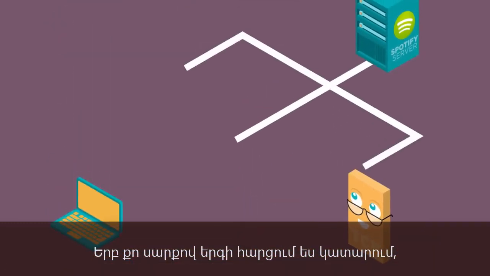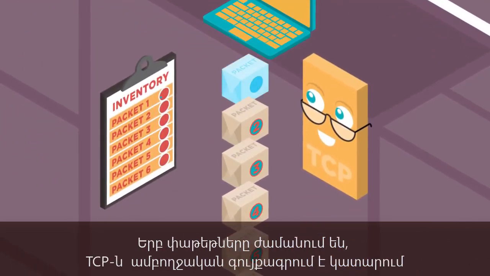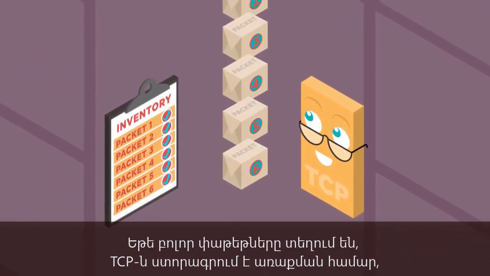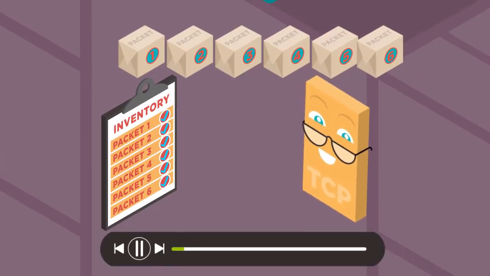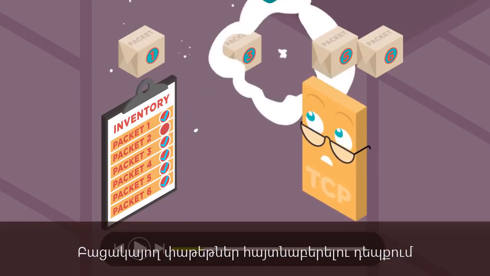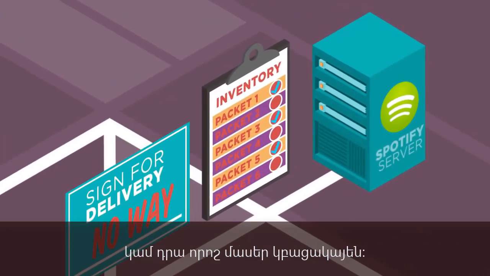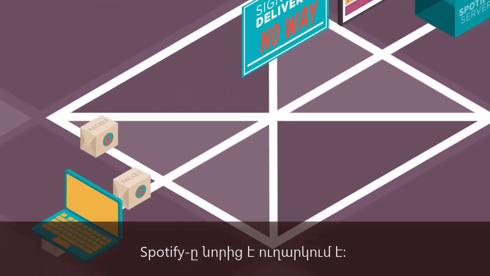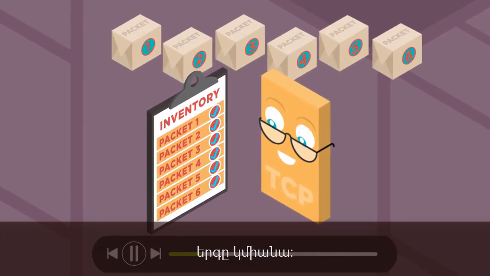When you request a song on your device, Spotify sends a song broken up into many packets. When your packets arrive, TCP does a full inventory and sends back acknowledgments of each packet received. If all packets are there, TCP signs for your delivery and you're done. If TCP finds some packets are missing, it won't sign. Otherwise, your song wouldn't sound as good, or portions of the song could be missing. For each missing or incomplete packet, Spotify will resend them. Once TCP verifies the delivery of many packets for that one song request, your song will start to play.